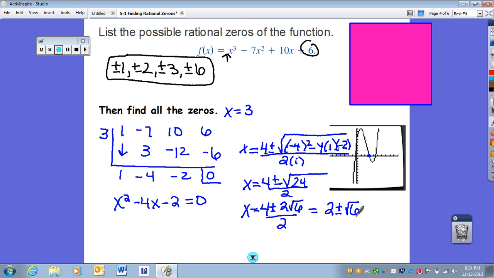So our three roots are x is equal to 3, and then we have 2 plus or minus the square root of 6. So you can tell that that is where our other two roots are crossing at those particular points, which will end up being decimals.